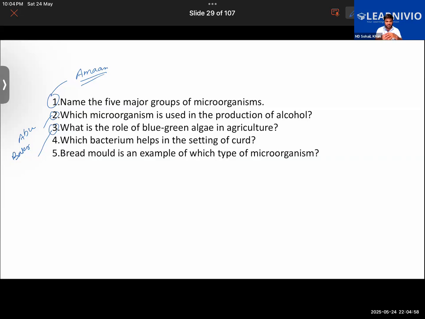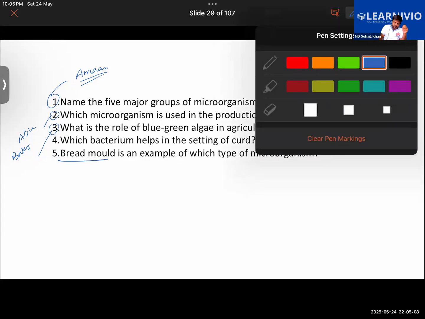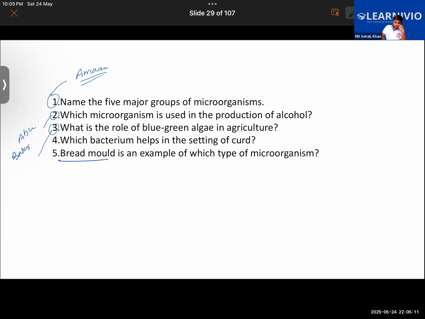Fifth question, you answer, Aman. Bread mold is an example of fungi. Okay. Bread mold is the common name, but what is the actual name of that fungi? I will give you two options. Is it Aspergillus or is it Rhizopus? Sir, the answer is B, that is Rhizopus. Okay? So Rhizopus is commonly called bread mold. Hope you guys are getting it.